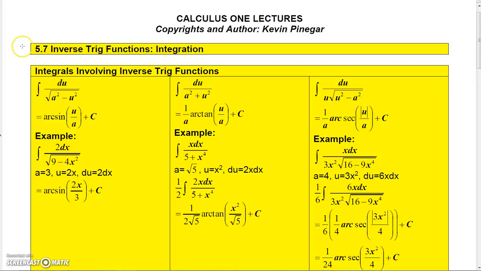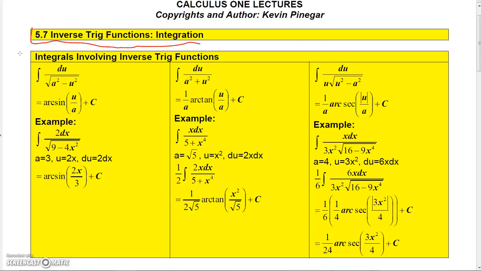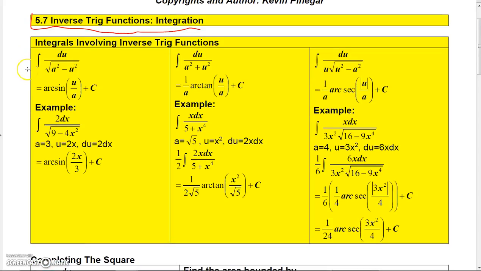Okay, now we can actually integrate some functions that lead to inverse trig functions, since we know the derivatives of certain inverse trig functions. So let me give you three formulas here that you can use for integration.